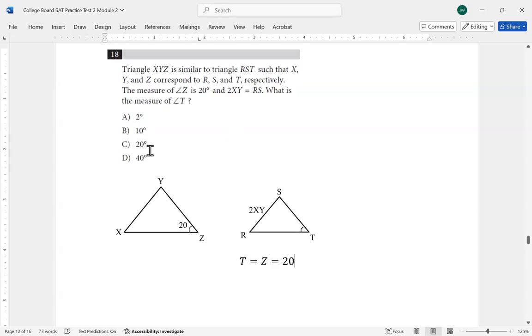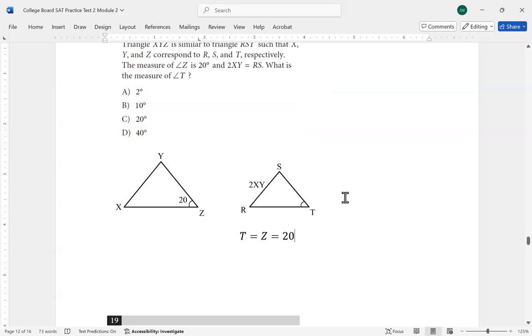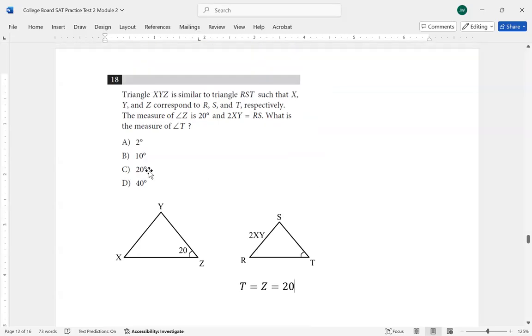And that comes from just having similar triangles where Z corresponds to T. We know Z corresponds to T because that's the order they were written in. And that's what the word respectively is saying. Respectively means with the same order they were written. So X and R go together, Y and S, Z and T. So that's all we have to do. T is the same measure as angle Z, therefore it has angle 20 degrees, and the answer to 18 is C, 20 degrees.